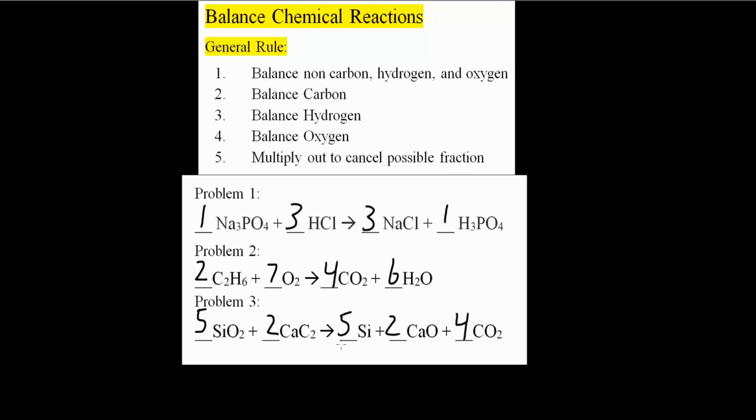And obviously, you can go back and check. We have 5 silicons, good. Next, oxygen. We have 10 oxygens, 4 times 2 is 8, plus 2, 10. Calcium, 2 times 1, 2, 2, same. And carbons, we have 2 times 2 is 4, and 4. So it's all balanced. And that's all you need to do to balance out these 3 chemical reactions.